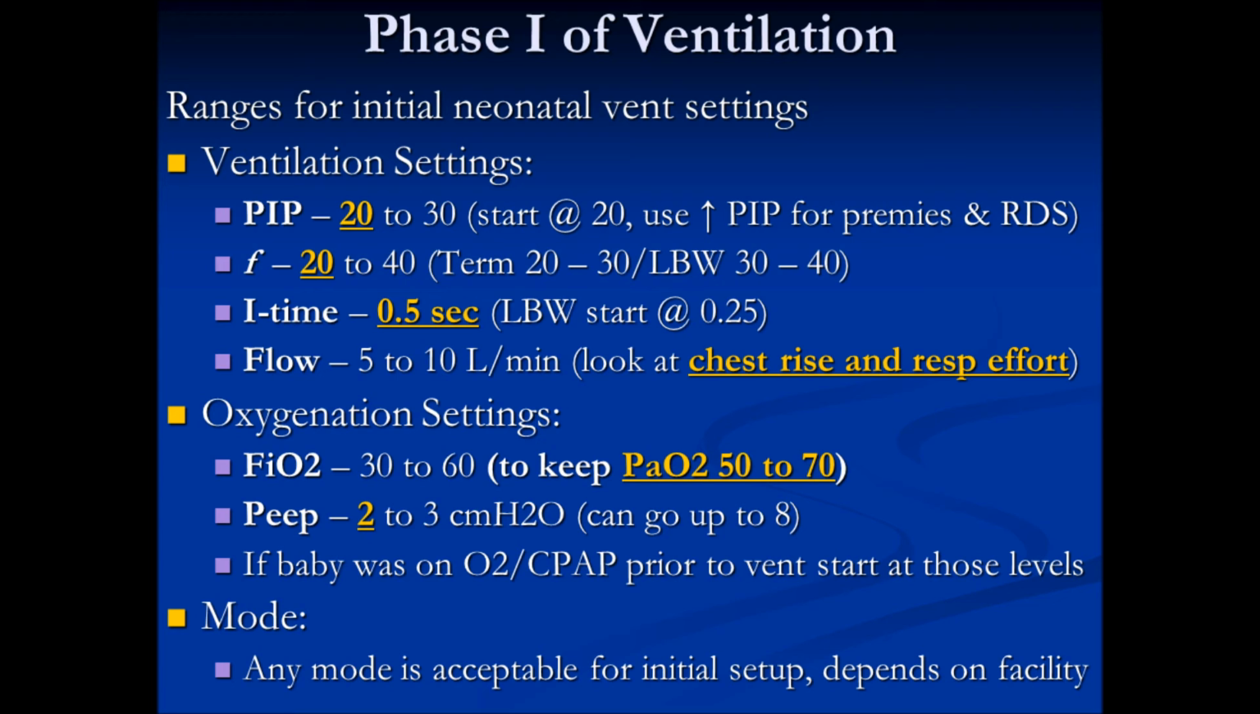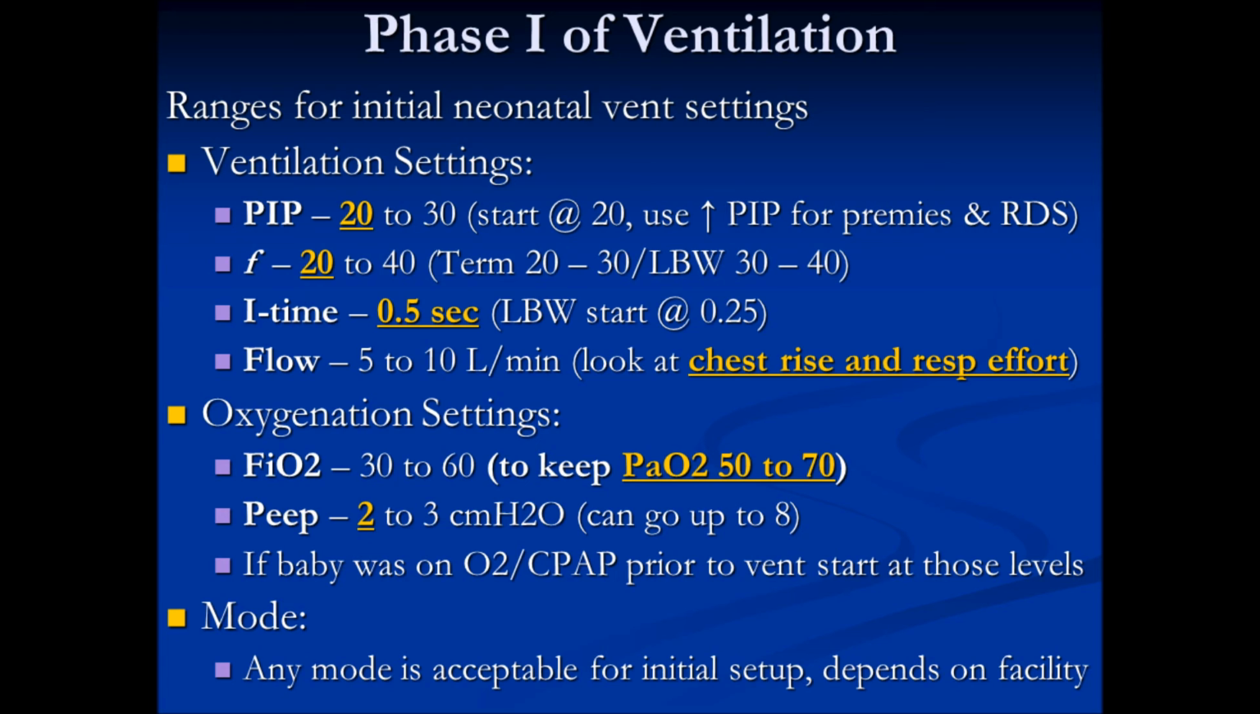Eye time, 0.5 seconds is what we will start with. Low birth weights, we will start with even shorter eye times at 0.25. Your flow rates are anywhere between 5 to 10 liters per minute, and what will determine what number you actually use for your flow is to look at chest rise and look at respiratory effort. If the baby is making extra efforts to take a breath, then that means you need to increase your flow.